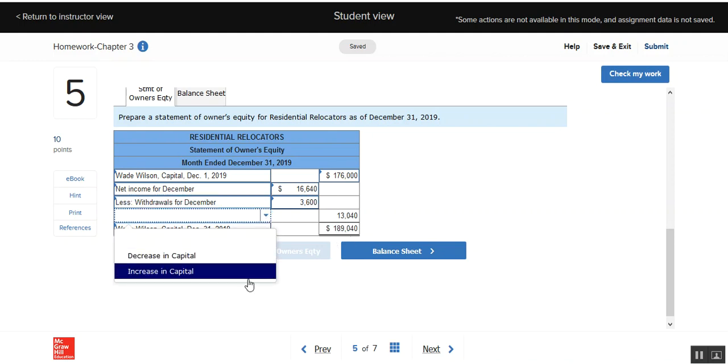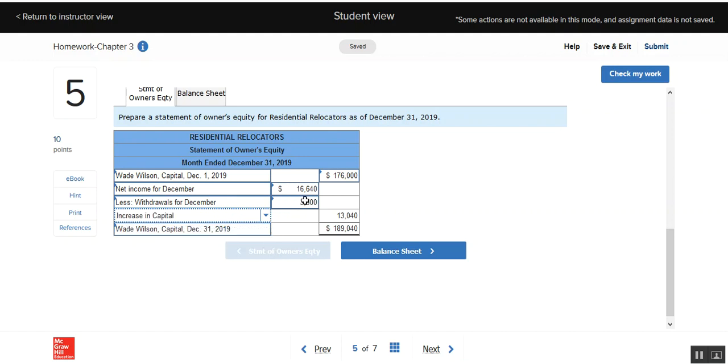And then there's a title right here. It's going to be either an increase or a decrease in capital, and that's just the total of these two things. So those two kind of net out to $13,040, and that's an overall increase because net income was bigger than withdrawals. So that is your capital for the end of the month.